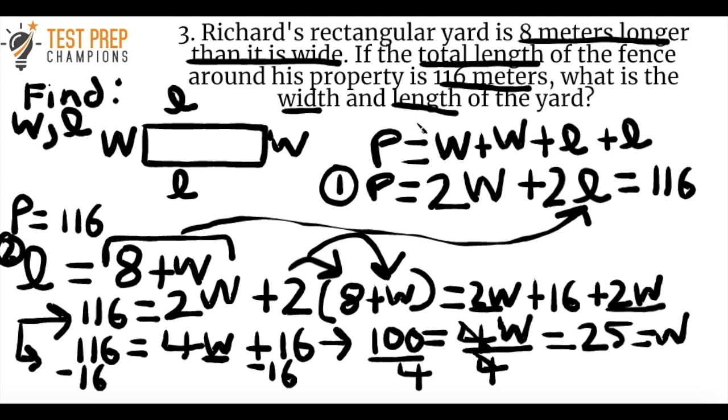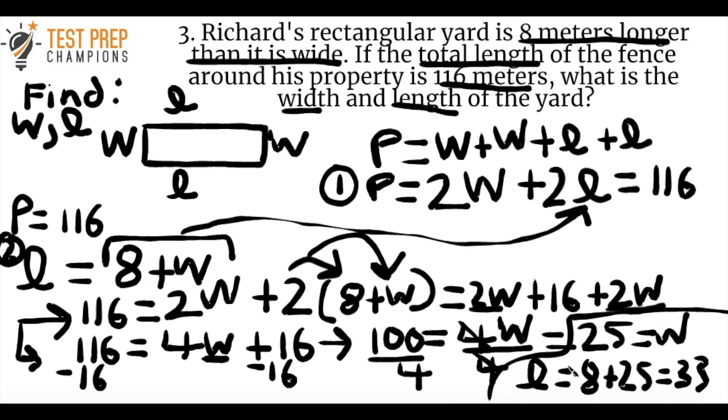Now what about the length? Well, remember that the length is equal to 8 plus W. So what is 25 plus 8? You could do that on your hands if you wanted to, or in your calculator. The length is equal to 8 plus W, so 8 plus 25, because we just found that 25 is W. That comes out as 33. You can use your calculator, do it on paper, or do it in your head, however you want. But we find that the width is 25 and the length is 33, and those are the answers for question 3.